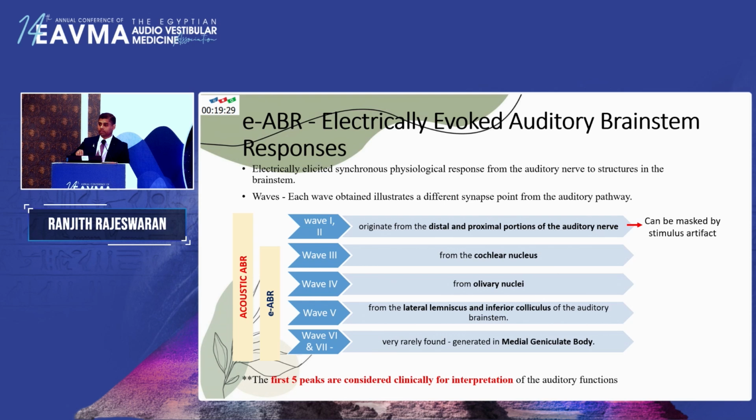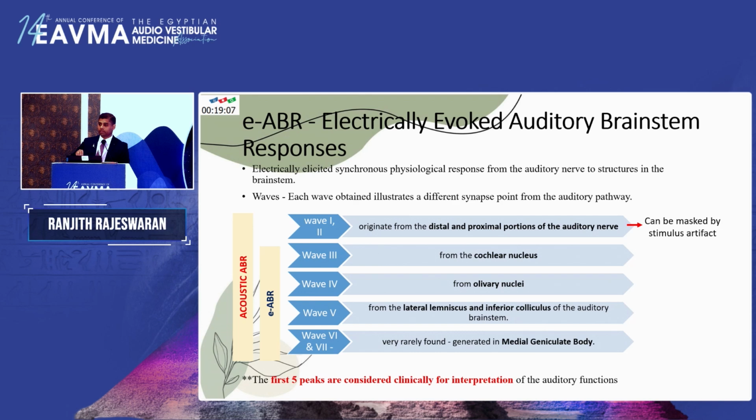Depending on where you stimulate, whether you stimulate electrically on the round window, the morphology is different. If you stimulate the spiral ganglion cells by putting an electrode inside the cochlea, the morphology will be different. If you stimulate the cochlear nucleus, the morphology will be totally different. So the morphology of the EABR varies with the site of stimulation.